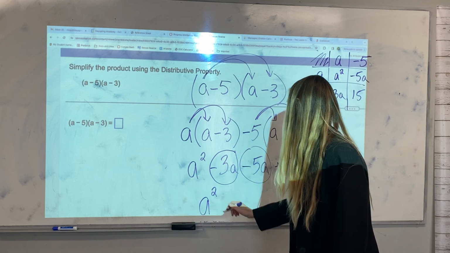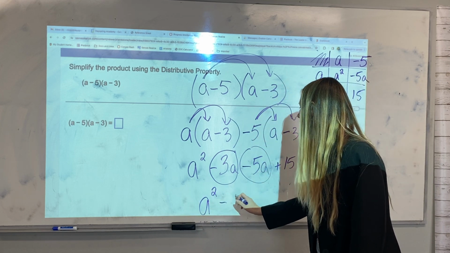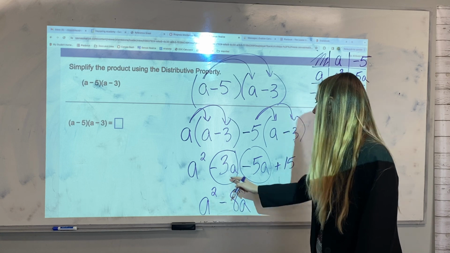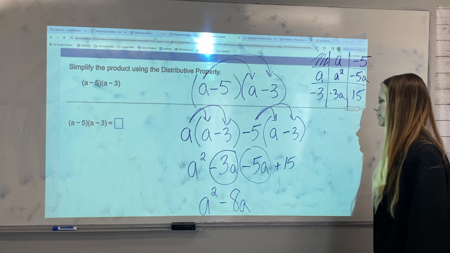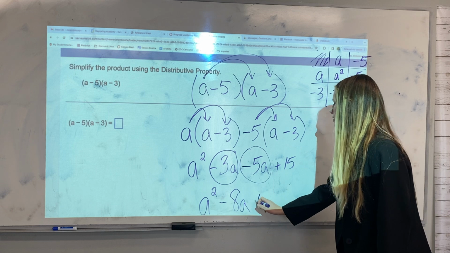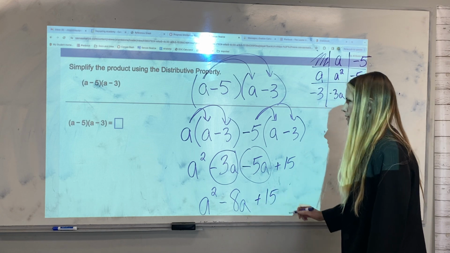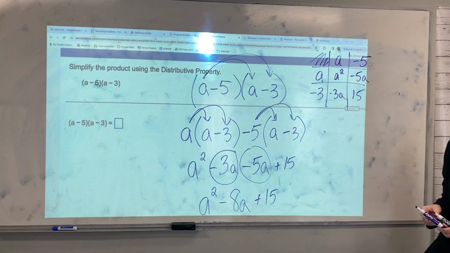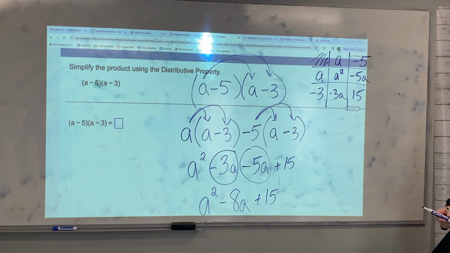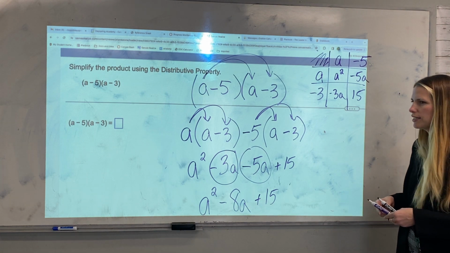A squared minus 8a, because of the negative 3 and the negative 5, plus 15. And that's how we do it. But if you like the table better, do the table.